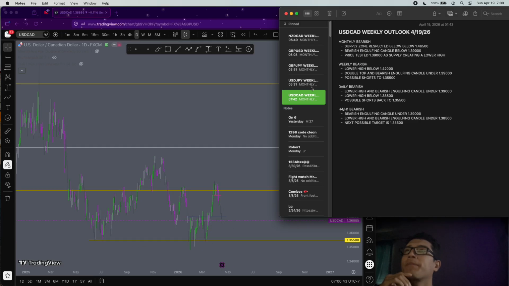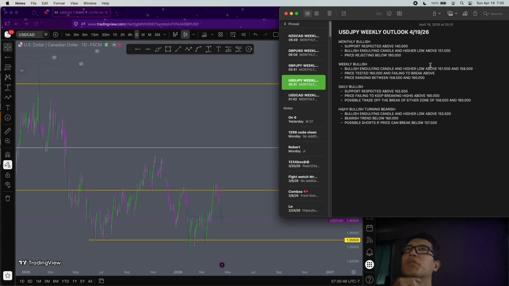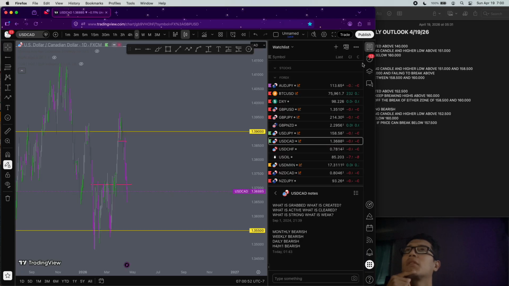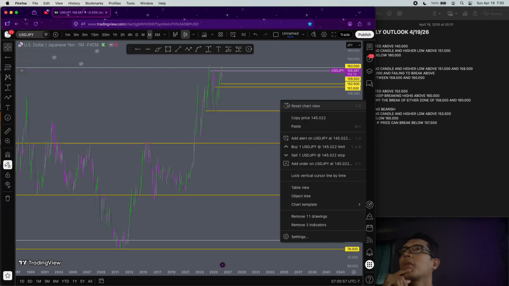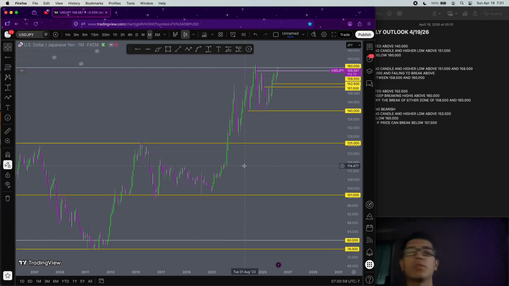So now let's go to USDJPY, monthly bullish, weekly bullish, daily bullish, H4, H1 bullish, turning bearish. Let's get it. So we want to start off from the monthly. You could already see we're bullish.